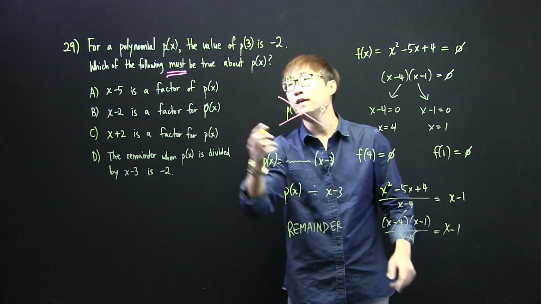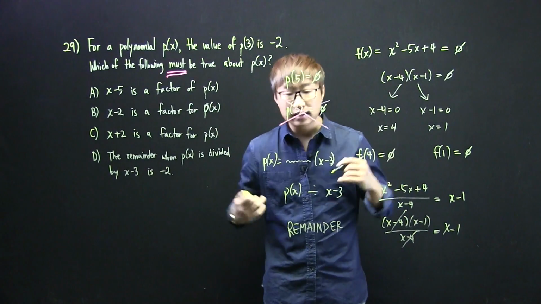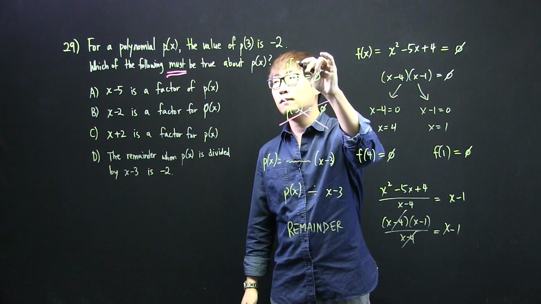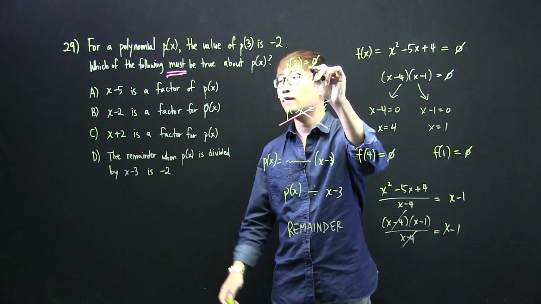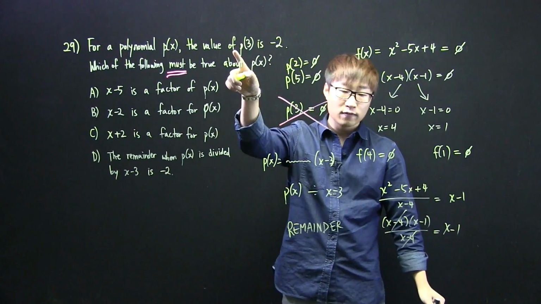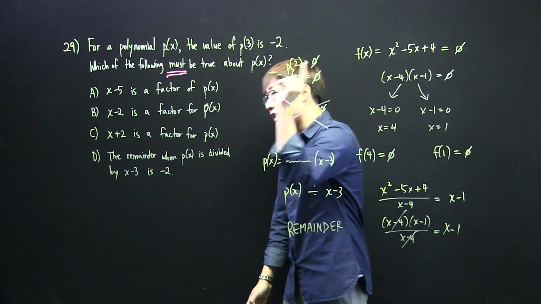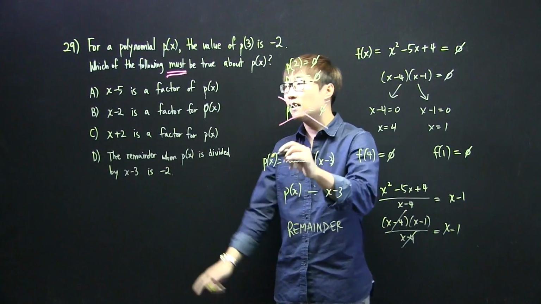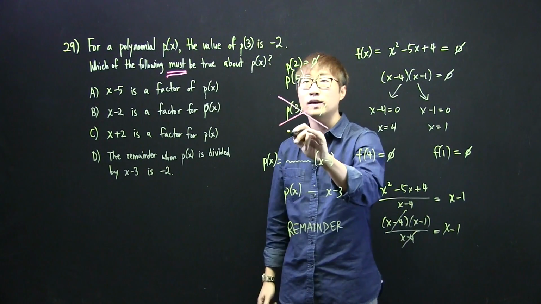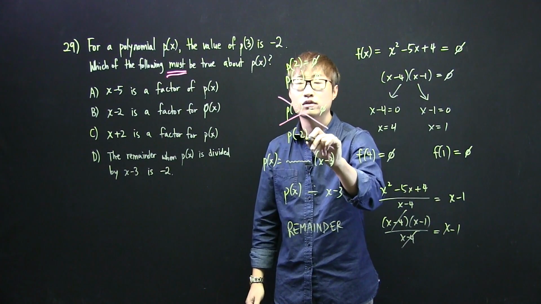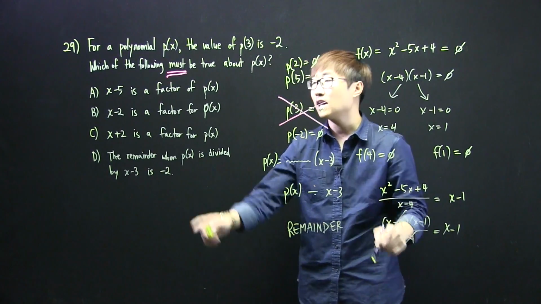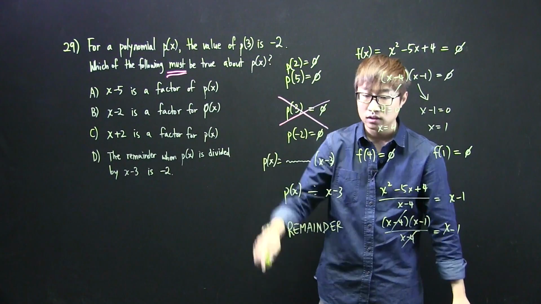B, x minus 2 is a factor of p of x. Once again, I should be able to say p of 2 is 0 if I want to say B is true, which I don't have information of in the question. So I can't say that. Same with C, right? If I want to say x plus 2 is a factor of p of x, I should say p of negative 2 is 0, which once again I don't have information of in the question.